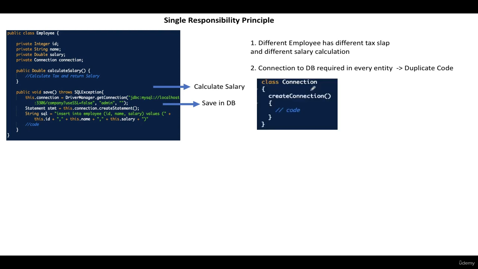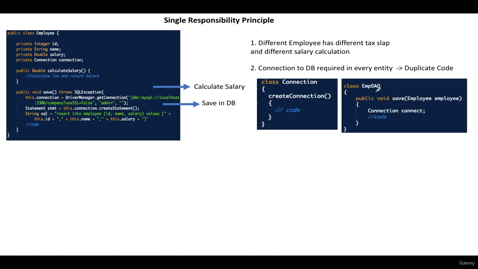Let's say this is my separate class, Connection, and the responsibility of this class is to perform the connections and return the data source. Then this is my DAO layer of the Employee class, where we have the save method. In this method we pass the instance of the Employee class, take the instance of the Connection class, and then save all the details of the employee.